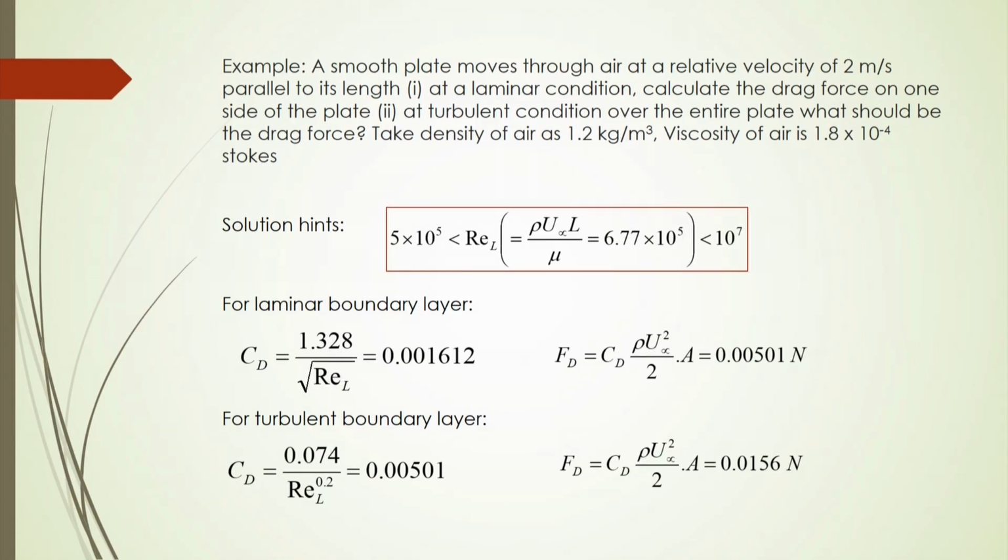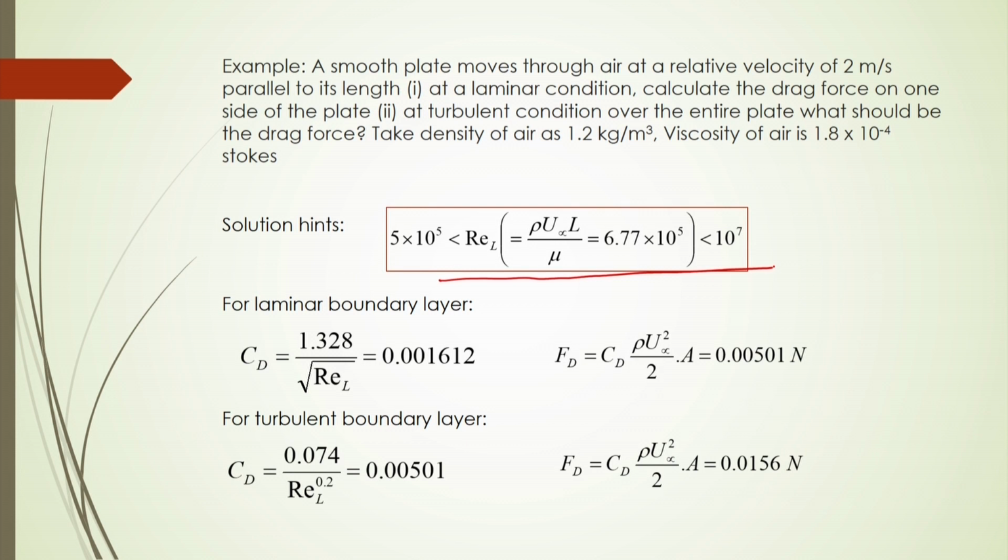A smooth plate moves through air at a relative velocity of 2 meter per second parallel to its length. In this case, calculate the drag force on one side of the plate under laminar conditions, and under turbulent conditions over the entire plate. Density and viscosity of the air are required; they are given here, and I am giving the solution hints.